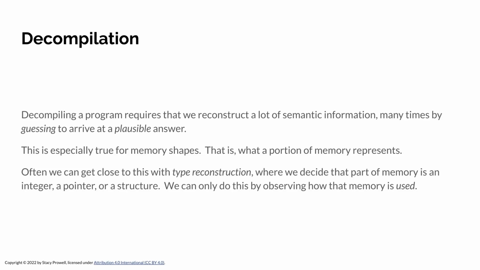We can get close to this with something called type reconstruction. Now, during this process, we decide that part of memory or something that's being pointed to in a register or something else is a certain type. And we do that by observing how it's being used. So if I see that I'm using RSI, for example, as an address, so it's always appearing in square brackets, it's probably holding an address.